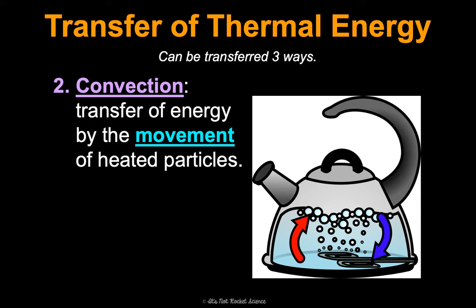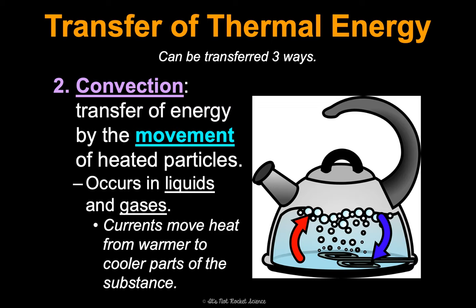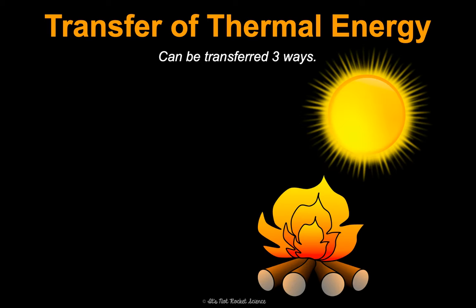Next is convection. This is a transfer of energy by the movement of heated particles. This only occurs in liquids and gases. This is when currents move heat from warmer parts to cooler parts of a substance. Rooms do this. When you're boiling water, it does this. That's the easiest way to remember it.